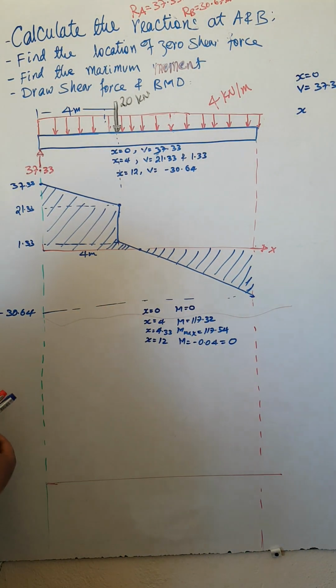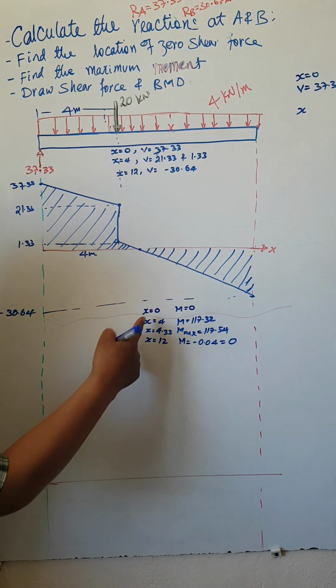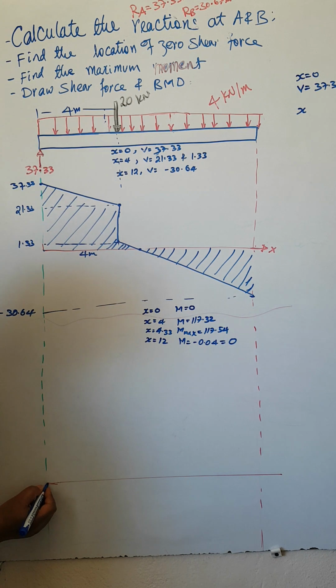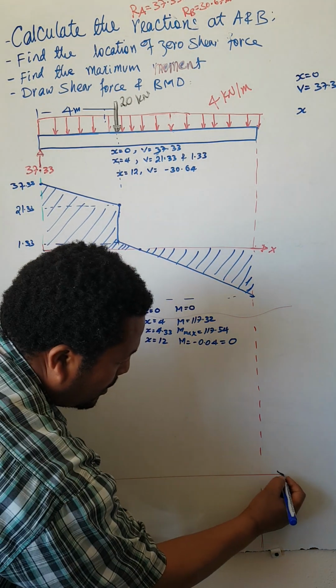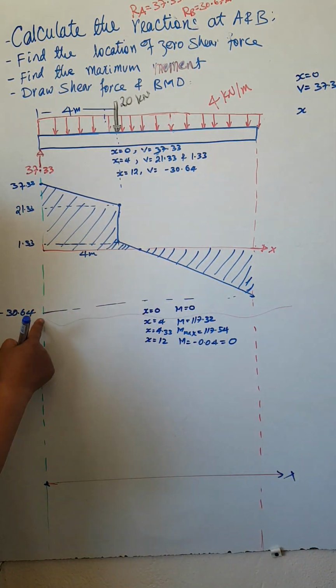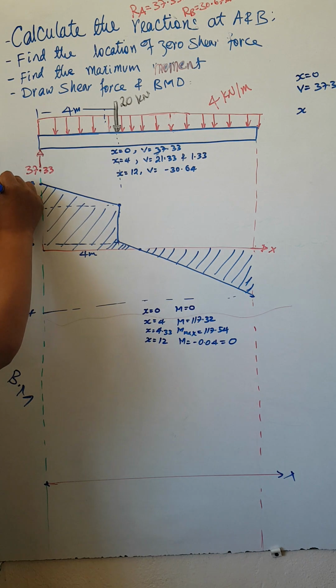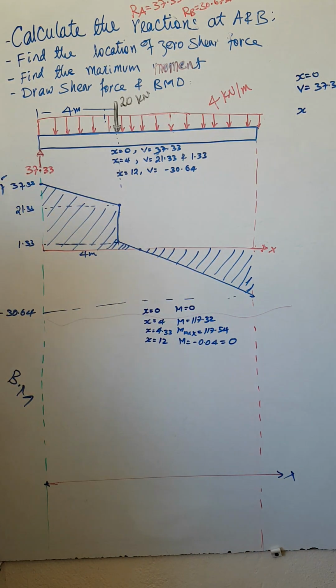At x is equal to 4 moment is equal to 4. Sorry, at x is equal to 0 moment is equal to 0. This is x. Okay, this is the distance. This is shear force. Okay, this is the shear force diagram.